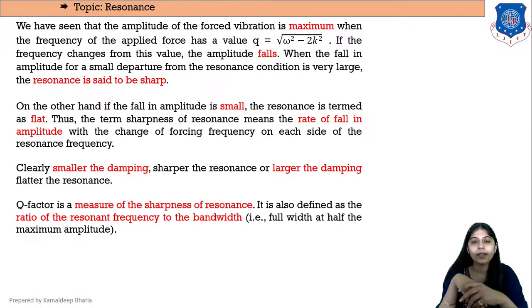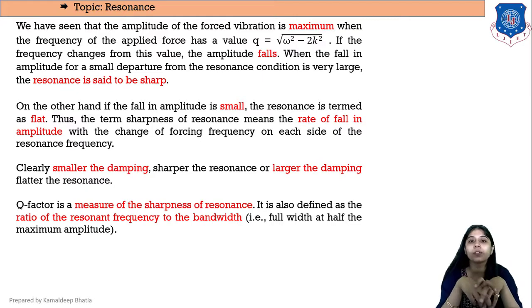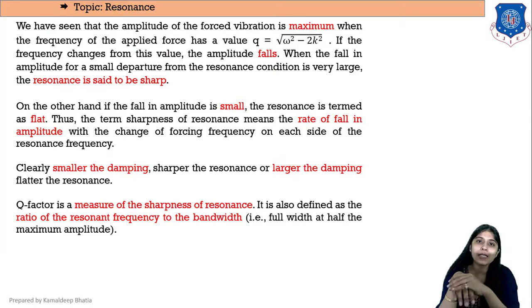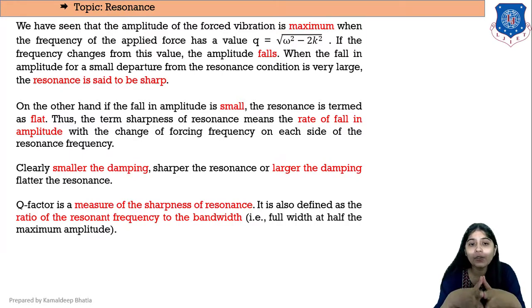Now let us see resonance. Okay, so we have seen that the amplitude of forced vibration is maximum when the frequency of applied force has a value q equal to root of (omega square minus 2k square). So if the frequency changes from this value, the amplitude falls. When the fall in amplitude from a small departure from the resonance condition is very large, the resonance is said to be sharp. On the other hand, if the fall in amplitude is small, the resonance is termed as flat.